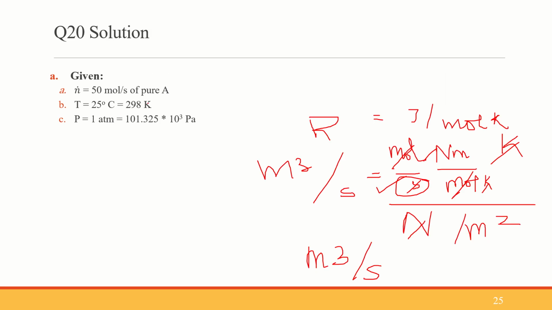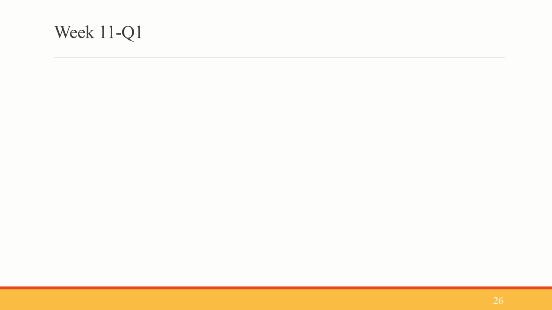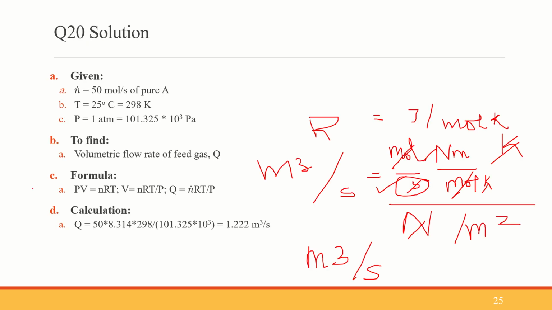So I'll give you guys a quick recap of things. We are asked to find the volumetric flow rate of feed gas, and for that we are given molar flow rate, temperature and pressure. And we are using the ideal gas formula. PV is equal to nRT, V is equal to nRT by P, or Q is equal to n dot RT by P. So here Q is the volumetric flow rate of gas and n dot is the molar flow rate of gas, into RT by P. R is 8.314 joules per mole Kelvin, and we are substituting that. Substituting everything, we are getting the value as 1.22 meter cube per second.